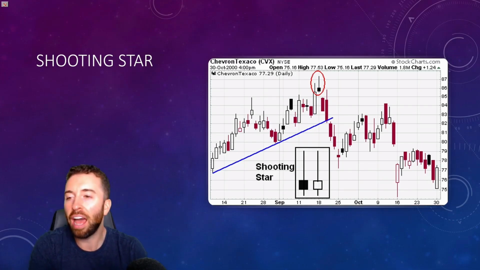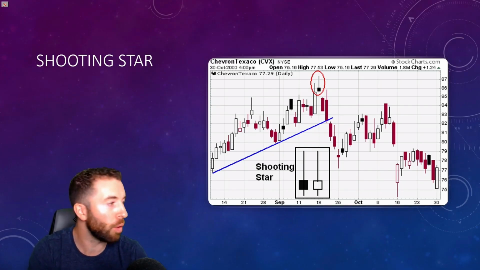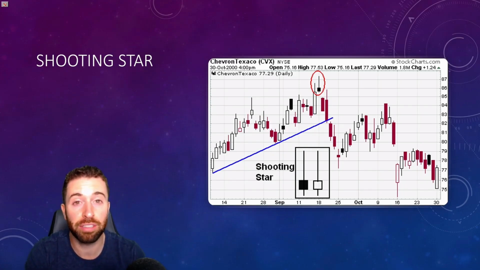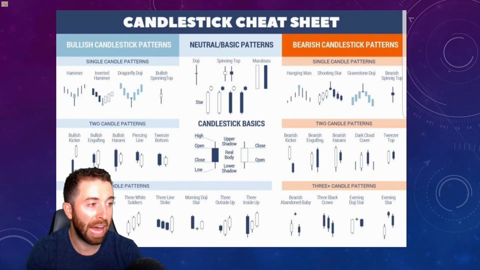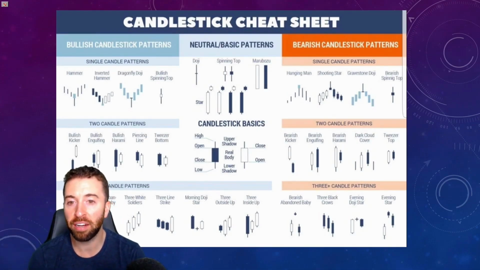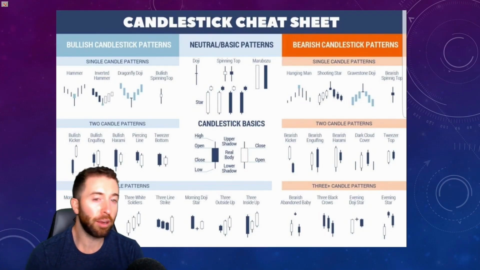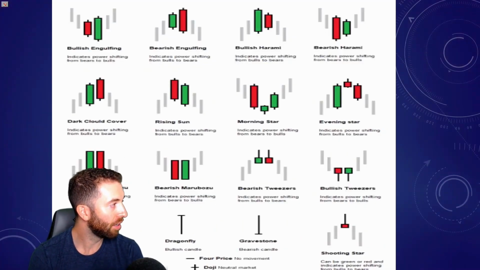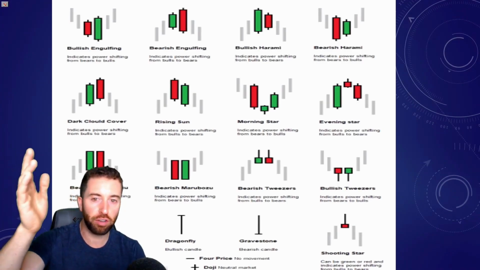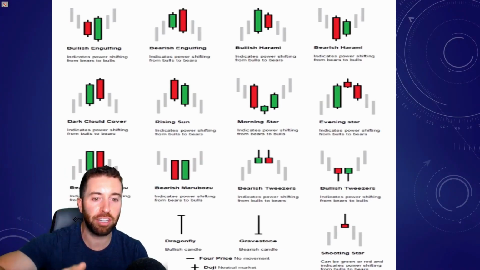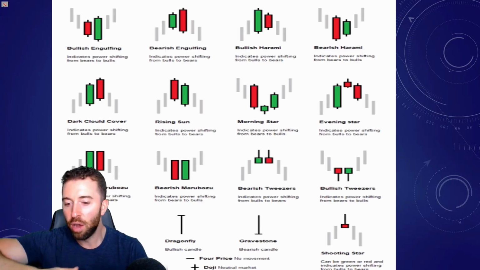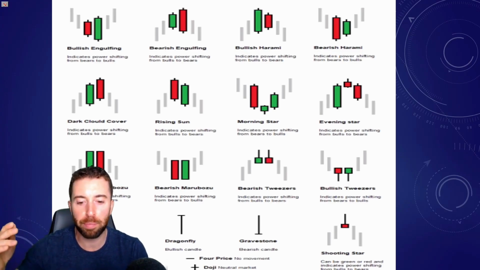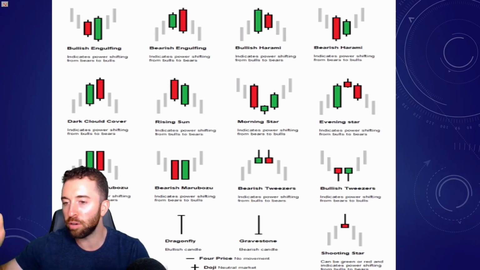Just keep it simple. I don't need to be looking at shooting stars or lower patterns, but so many people love candlesticks so much. They have all these different patterns. They have all their bullish candlestick patterns, their neutral basic patterns, their bearish candlestick patterns, where you can go ahead and learn all these different patterns. Our candlestick basics right in the middle there. And we have all of these patterns as well. So we can see that bullish engulfing, bullish harami, bearish harami, evening star, bullish tweezers. We have dragonfly, gravestone, bearish marubozu. We got tweezer, we have all this stuff.